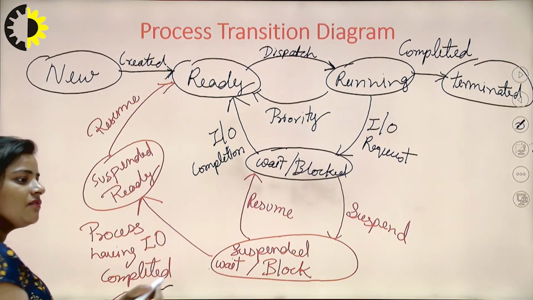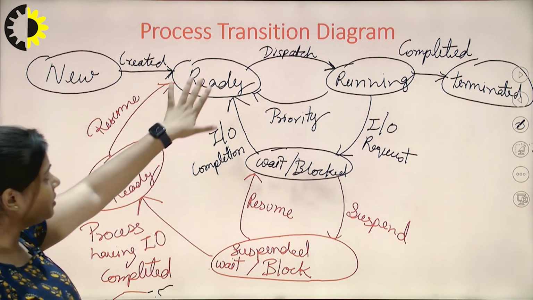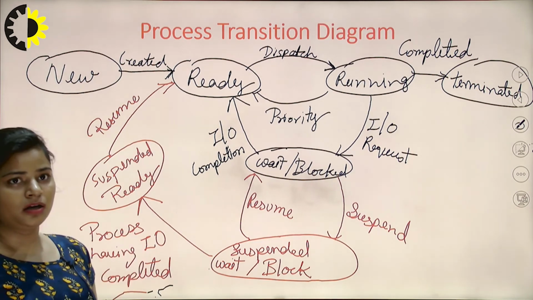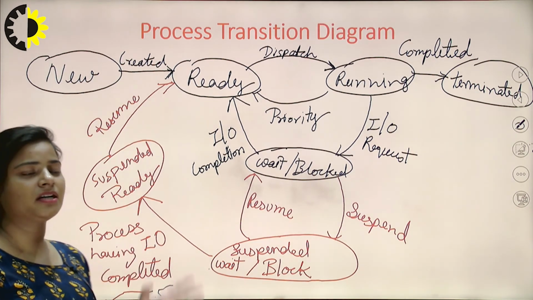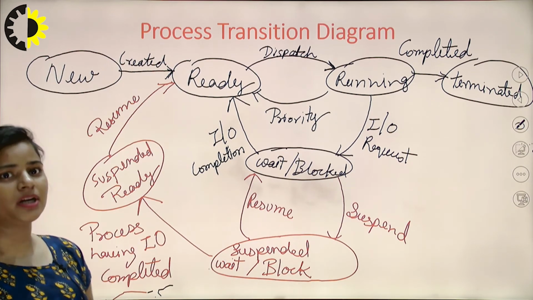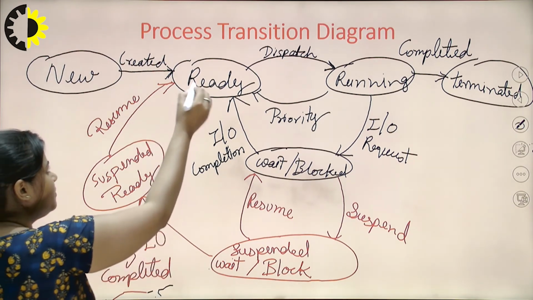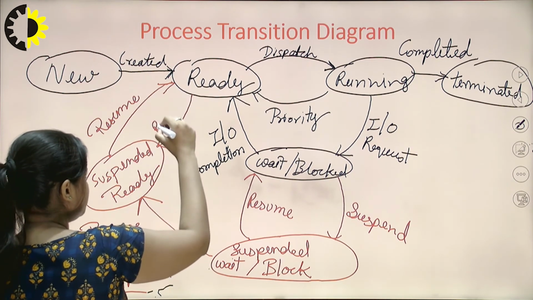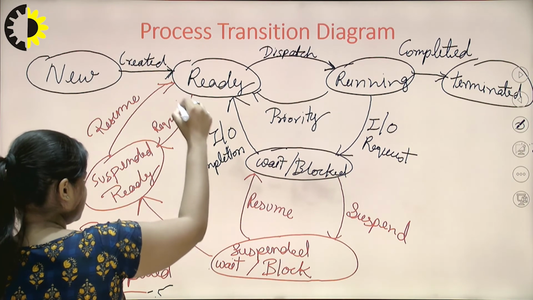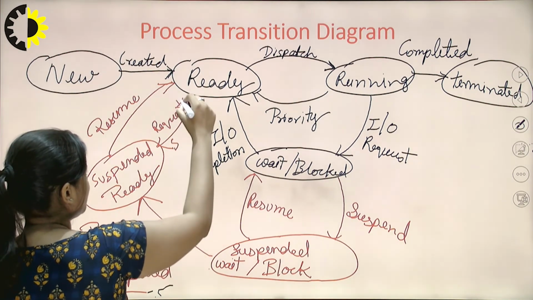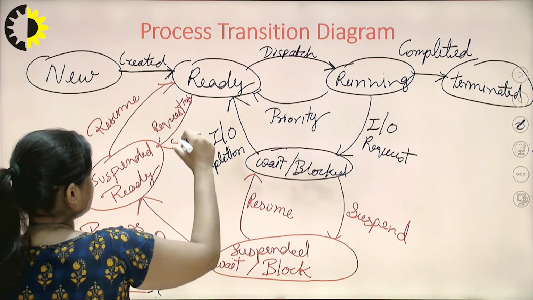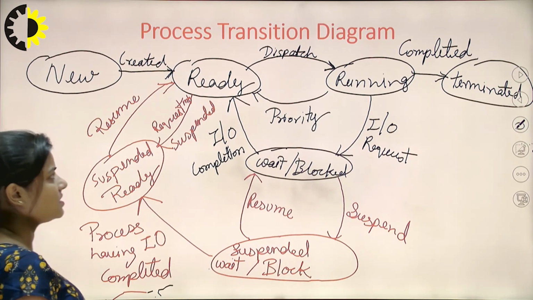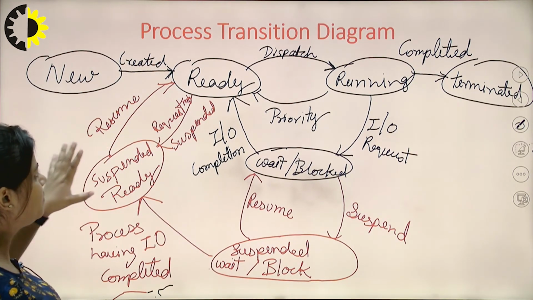And again, if a process is in ready state and requires some more memory, or the ready state is completely full with the RAM full and it requires some extra memory, at that time the process moves towards the suspended ready. Request of memory, or it is suspended due to lack of memory or overfull of ready state.